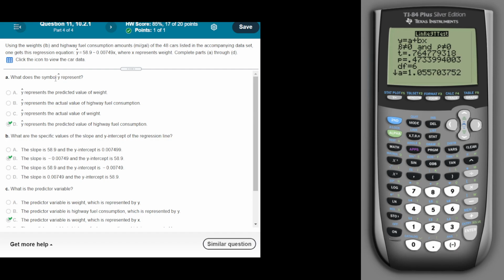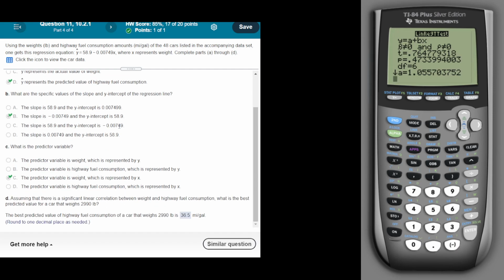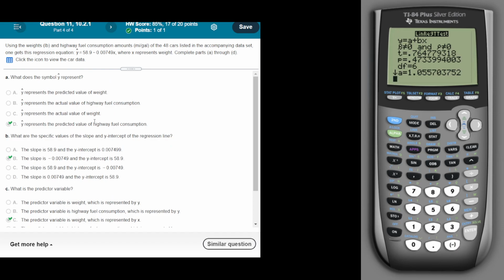Okay, what does the symbol Y with the caret represent? This is called the predictive value. It's always predictive value. Once again, there's a bunch of concept questions here, no math involved really. So you want to choose predictive value for that symbol because that's what it is. Now, notice that we also have a predictive value here, but it says of weight. The predictive value is always based on your Y.